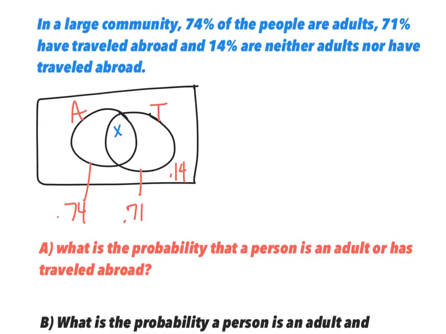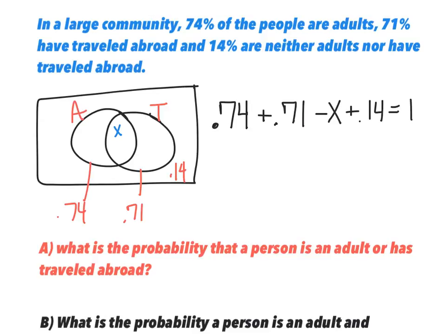And I know that my total probability between this circle and the outside has to total 1. So I'm going to write a simple little equation. I know that 0.74, that circle, plus my other circle, 0.71, minus, so it's like an or. I could be in this circle or this circle, but then I have to subtract out anything that repeats or that's in both. So minus X plus the outside piece, 0.14, all have to total 1.